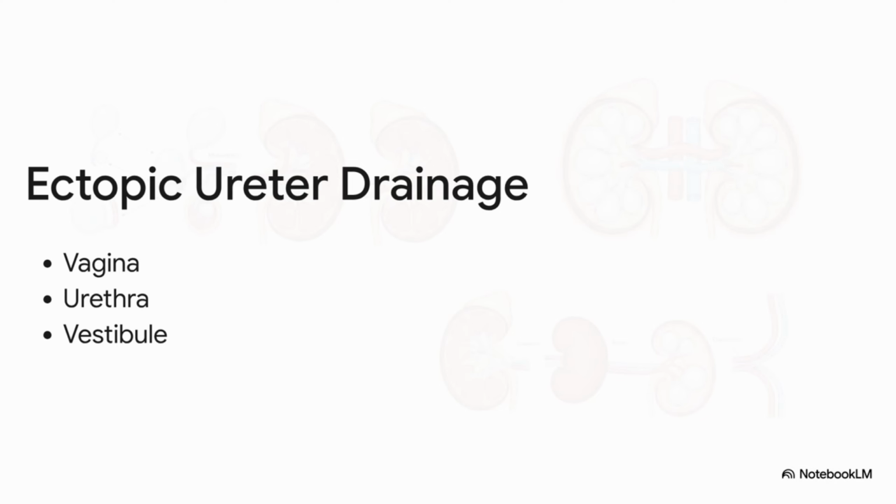Finally, let's talk drainage tracts. In rare structural cases, one ureter might correctly open right into the bladder, while the other is ectopic. Because of developmental errors with the ureteric bud and the urogenital sinus, this ectopic ureter completely bypasses the bladder sphincter and drains abnormally. In females, these aberrant drainage sites typically include the vagina, the urethra, or the vestibule. And clinically, how does that show up? Often as continuous urinary incontinence.